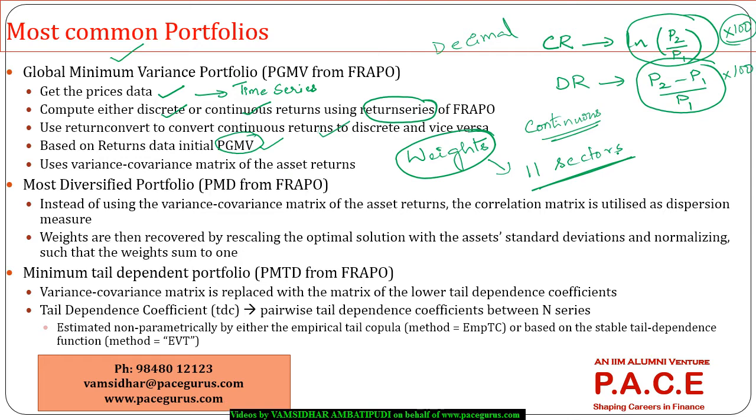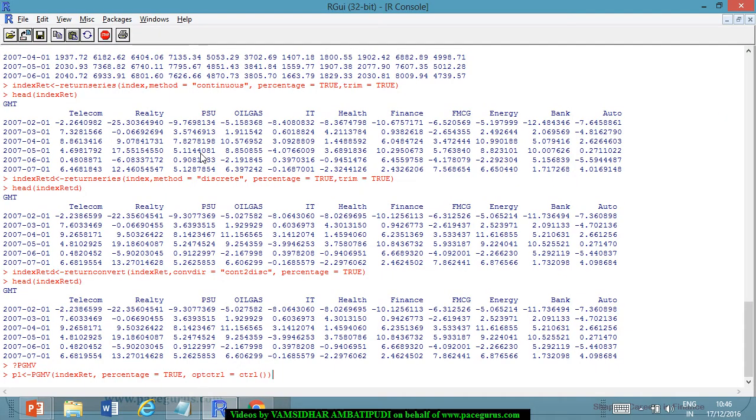And the way it computes that is based on the variance covariance matrix of the asset returns. So it looks at the variance as well as the covariance between the various asset returns, and based on that it tries to find out the allocation across the various sectors or the asset classes, so that the overall variance of the portfolio is the minimum most.